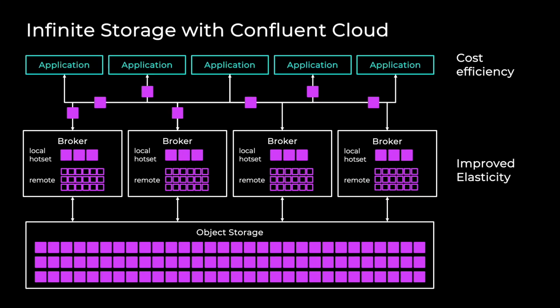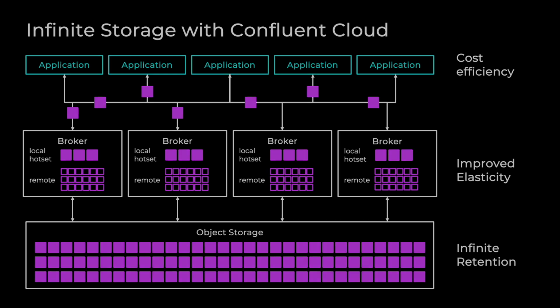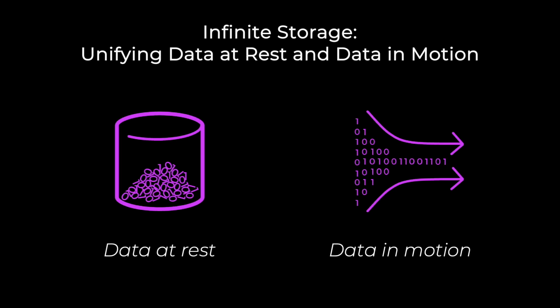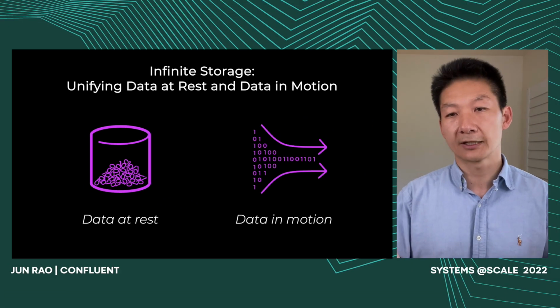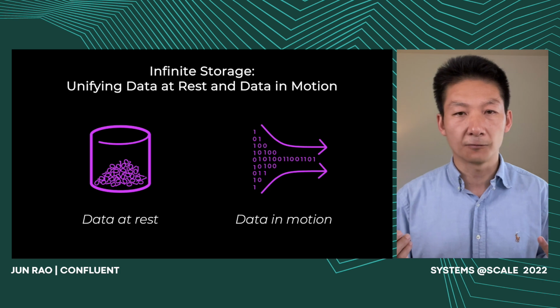The last thing with this architecture is that with this new change of how we store the data, we are truly allowing the data in Kafka to be stored infinitely at lower cost. Now, why does this matter? Well, it unifies some of the benefits of the data at rest and the data in motion platform. Historically, a lot of people have had this misunderstanding that for a data in motion platform like Kafka, you only store the recent data.